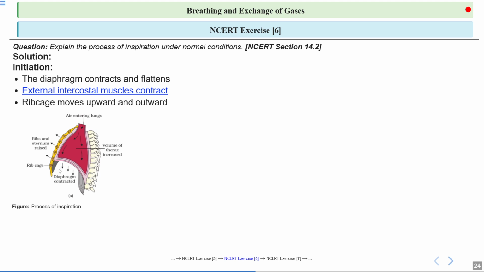When the diaphragm moves downward and the rib cage moves upward and outward, the whole thoracic cavity volume increases. Two arrows are there for upward and outward, and this one is for downward. So when volume increases, the pressure gets decreased, and the air from the outer atmosphere moves from the region of higher pressure to the region of lower pressure.